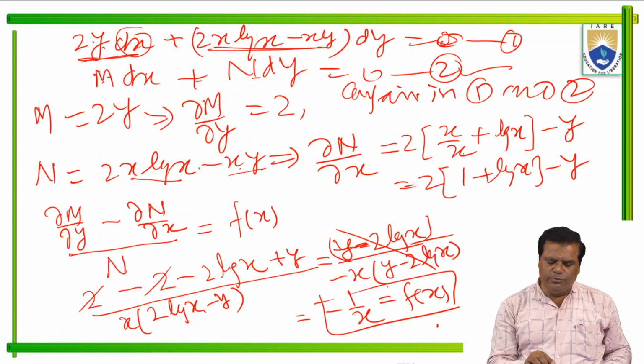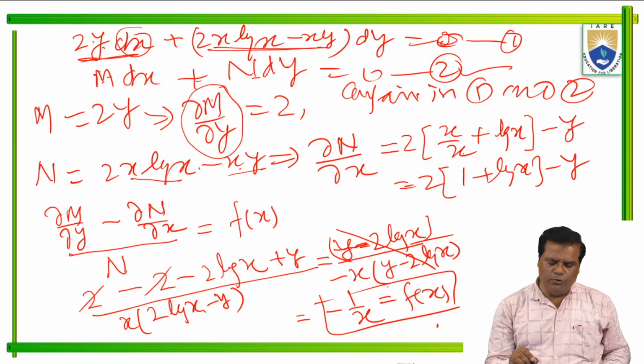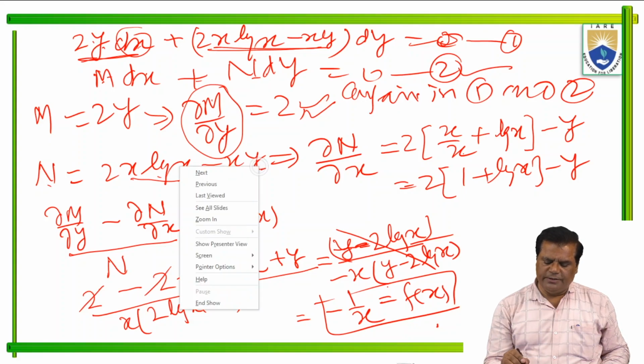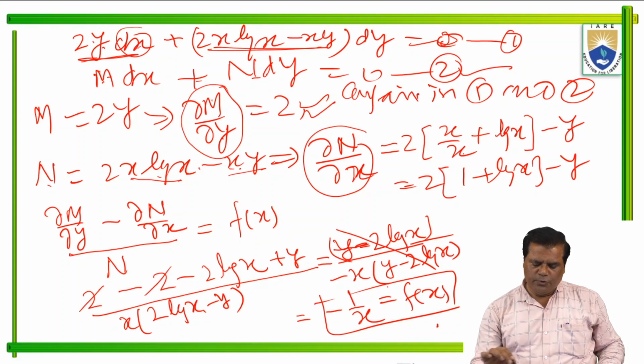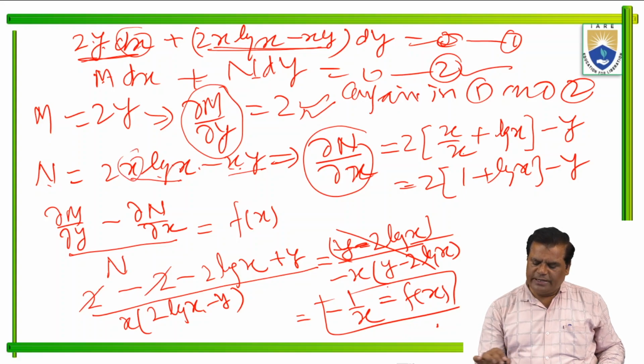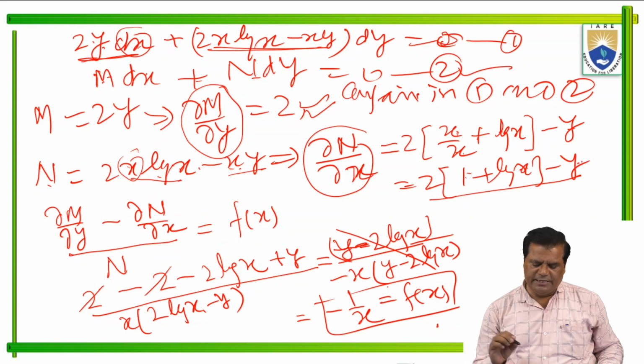So here M equals 2y, and differentiating with respect to y, del M over del y, taking x as a constant, we get 2 only. Now N is 2x log x minus xy. So differentiating with respect to x only, here 2 is constant, and for x log x: x constant times derivative of log x is 1 upon x, plus log x times 1, and minus y constant times derivative of x is 1. So here 2 times 1 plus log x, minus y.